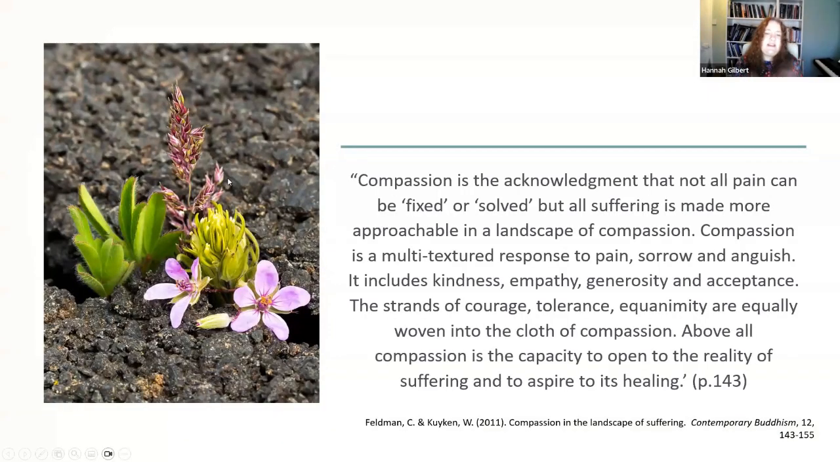Okay, but this I think is a really lovely quote that captures this and our approach to compassion. So compassion is the acknowledgement that not all pain can be fixed or solved, but all suffering is made more approachable in a landscape of compassion. Compassion is a multi-textured response to pain, sorrow, and anguish. It includes kindness, empathy, generosity, and acceptance. The strands of courage, tolerance, equanimity are equally woven into the cloth of compassion. Above all, compassion is the capacity to open to the reality of suffering and to aspire to its healing.